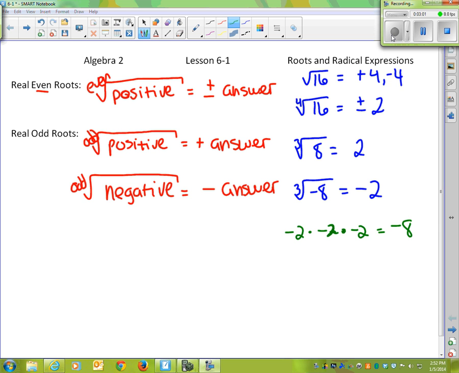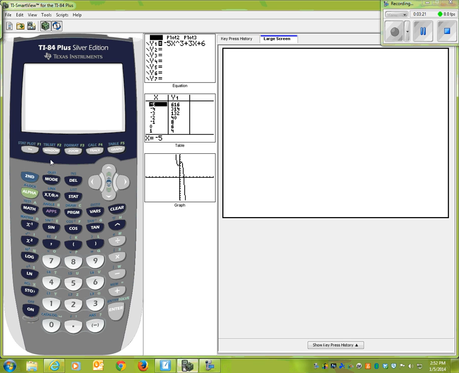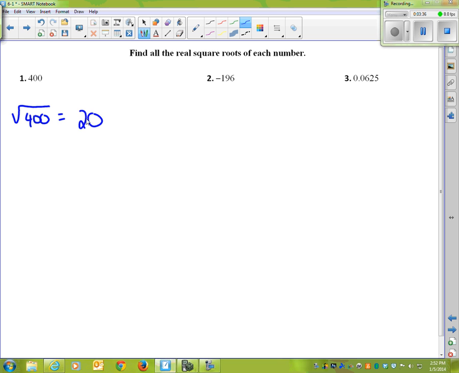All right, so let's see how this plays out in our problems. Our first example is find all the real square roots for each number. I see that this is a positive, so yes, there is a real solution. I simply want the square root of 400. You can just go to your calculator. Square root of 400. The calculator only tells you the primary solution, which is the positive number. But we know that with an even root, you have both positive and negative for your solution. So plus or minus 20.